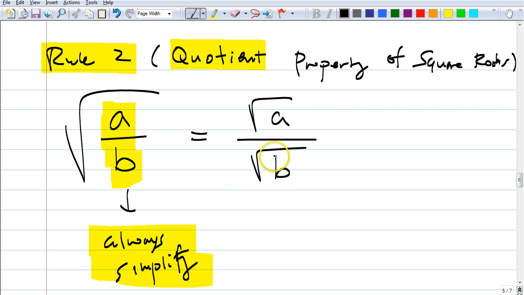And also, it turns out, we'll learn this on the next section, you cannot have square roots in the denominator. That is not simplified. Just like with exponents, you cannot have negative exponents. It's not simplified. You cannot leave the denominator as square roots. Okay, it's not simplified then. So we'll actually learn how to fix that later.